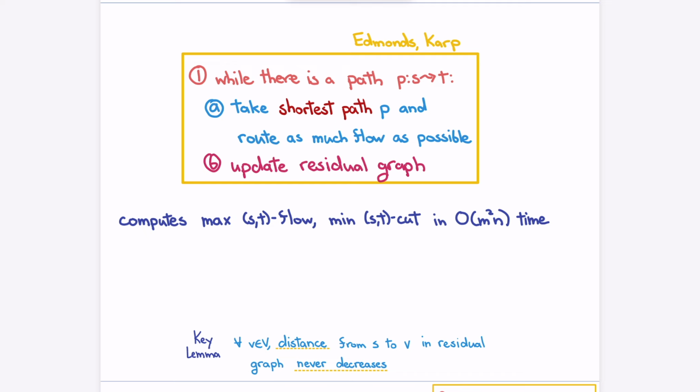So I want to note the historical significance of Edmonds-Karp. They also had a weakly polynomial running time, which was actually guessed earlier, and that's going to be on your homework. So you'll have some spring break to find that out.